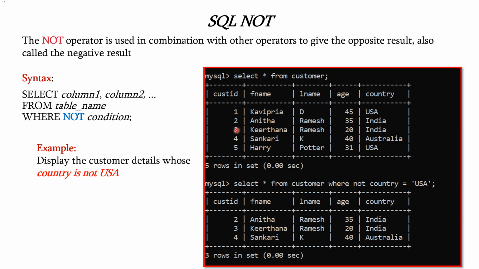In USA, customer ID 1 and 5 are residing. So except them, the other values are displayed. That is, the details of customer ID 2, 3 and 4 are displayed here. So we are omitting USA here by using the NOT operator.